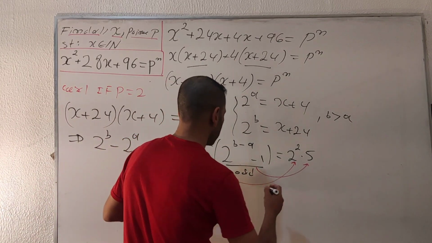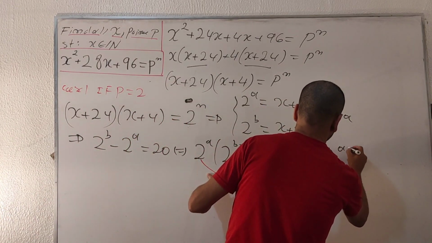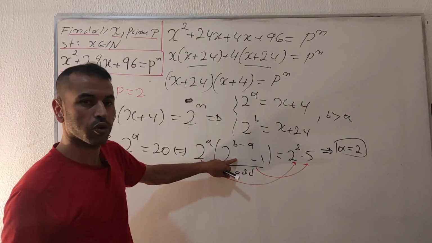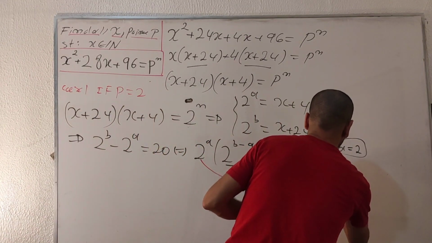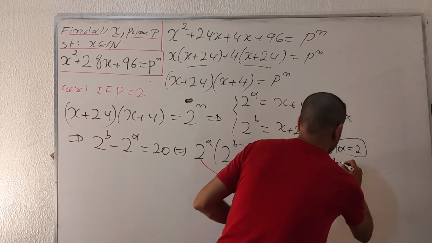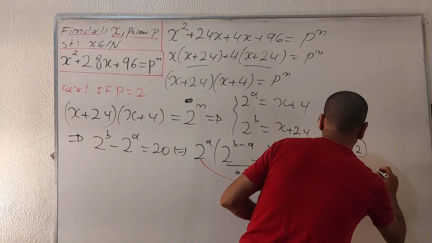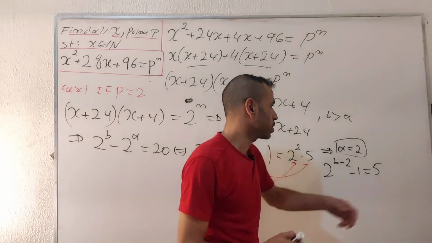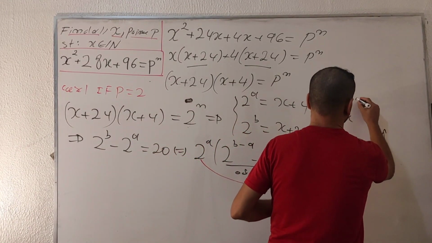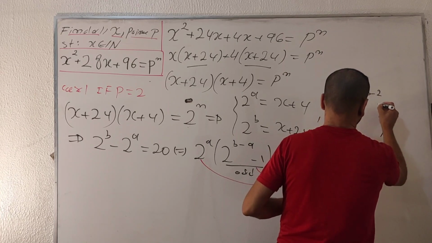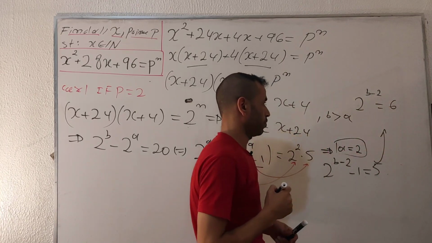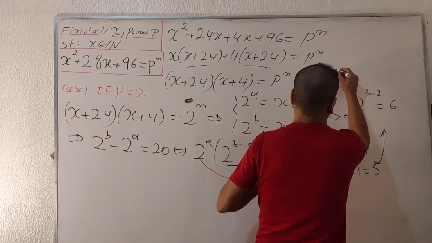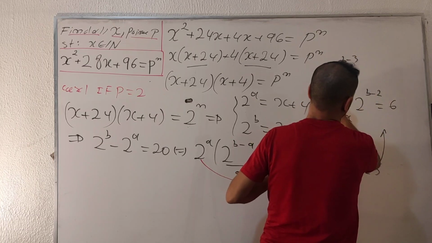So I'm simply going to extract the value of a, which equals 2, as an exponent. This one also, I get 2 to the b, with a replaced by number 2 here, minus 2, minus 1 equals 5. So taking minus 1 to the right, I get here 2 to the b minus 2, which equals 6, 1 plus 5. Dividing both sides of this equation by number 2, I get 2 to the b minus 3 equals 3.